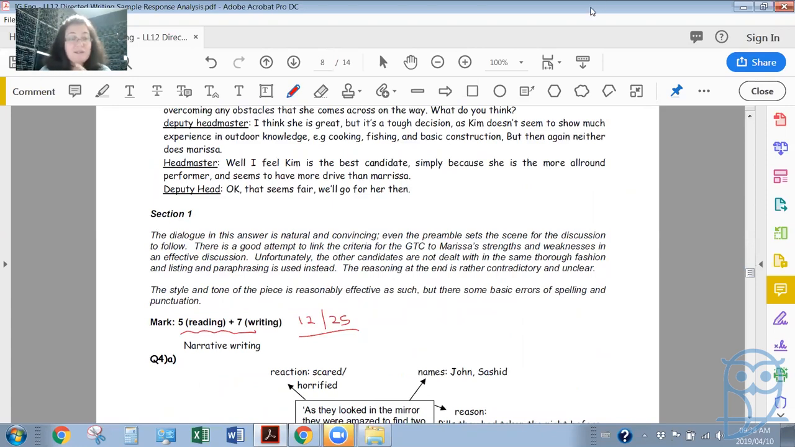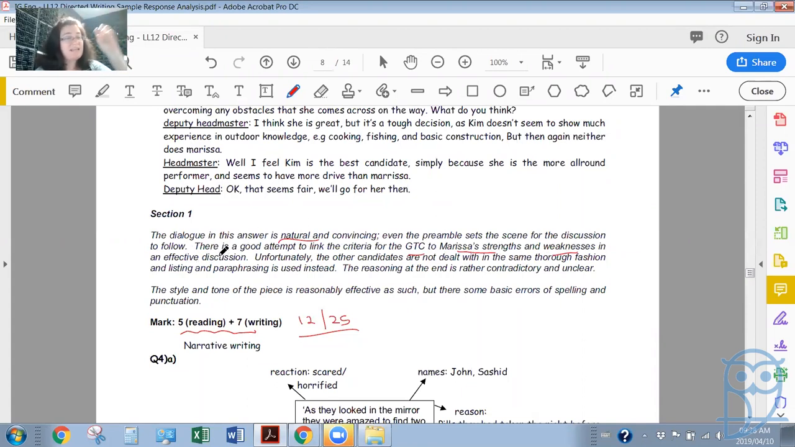If you went through the whole thing, you would see that the marker thought the dialogue in this answer is natural and convincing, to a point, I think, to a point. Even the preamble sets the scene for the discussion to follow. So they're saying that they think that people would talk like this. Yeah, it's debatable. Remember, marking can be subjective on some level. There is a good attempt to link the criteria for the GTC to Marissa's strengths, if you read through it, and weaknesses in an effective discussion. Unfortunately, the other candidates are not dealt with in the same thorough fashion.